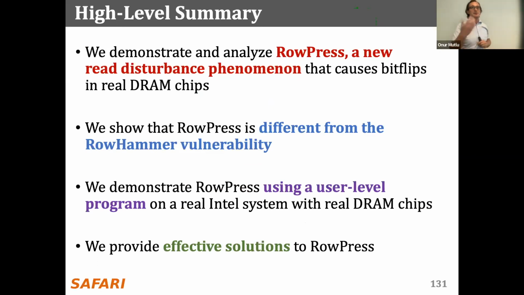This is something that we demonstrated at this ISCA. This is another disturbance phenomenon that caused bitflips in real DRAM chips. And it's actually different from the RowHammer vulnerability, but it amplifies the RowHammer vulnerability. And we demonstrate on real DRAM chips, and also using a user-level program, we demonstrate the proof of concept, let's say. We provide some solutions also.